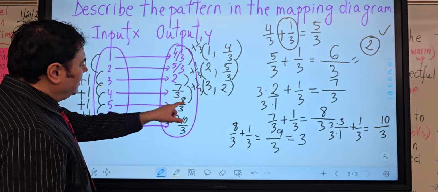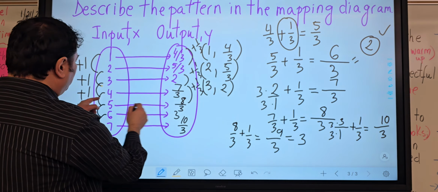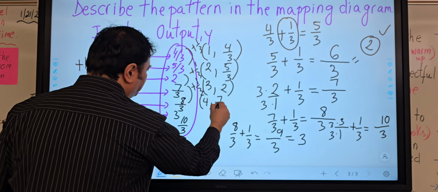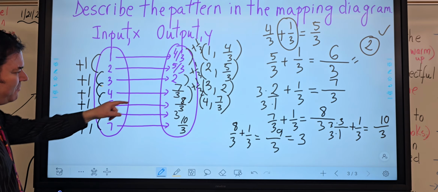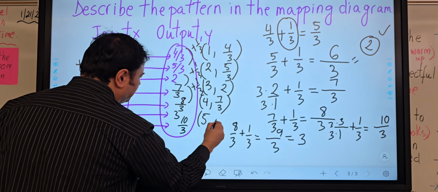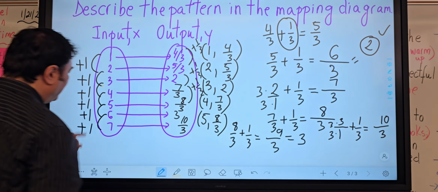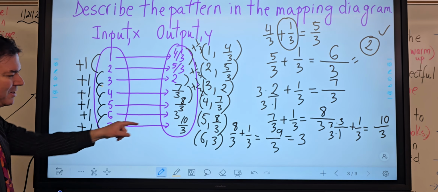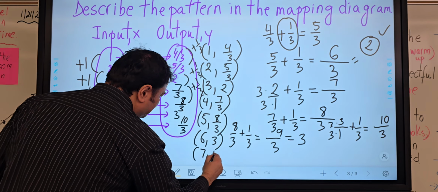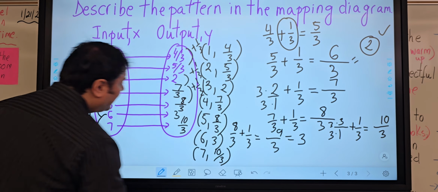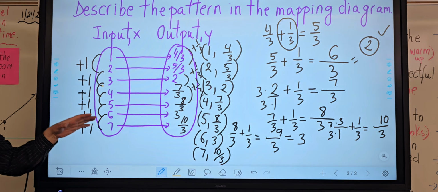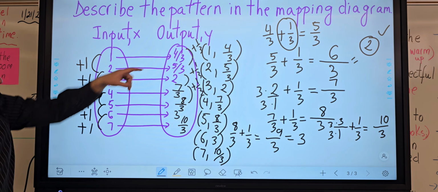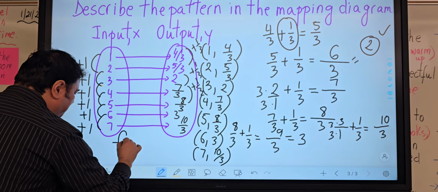So 3 goes to 2, and then 4 goes to 7 over 3. And then we have 5, 8 over 3. And then we have 6, 3. And finally 7, 10 over 3. And we know that this relation is a function because for each input, there is exactly one output. Each input, one output. So this is a function.